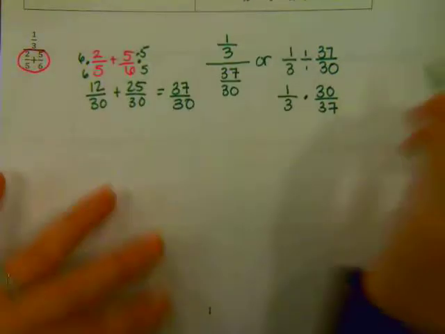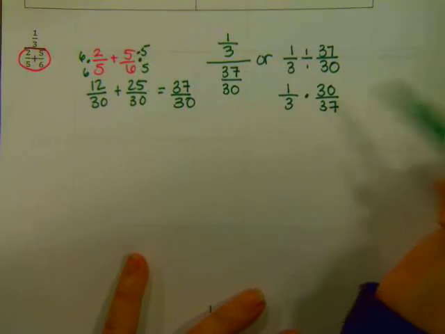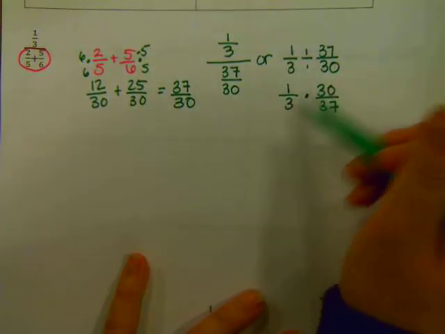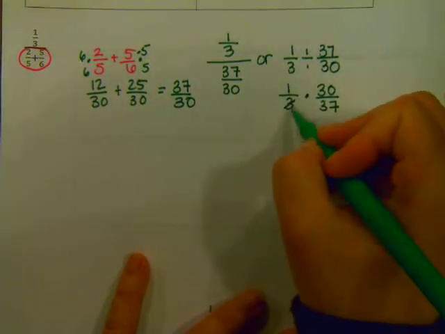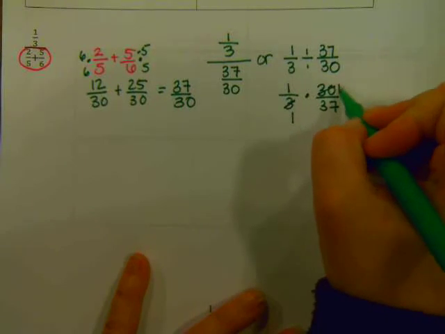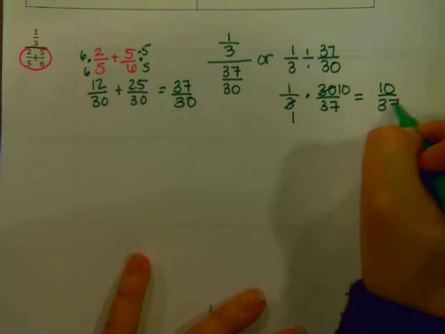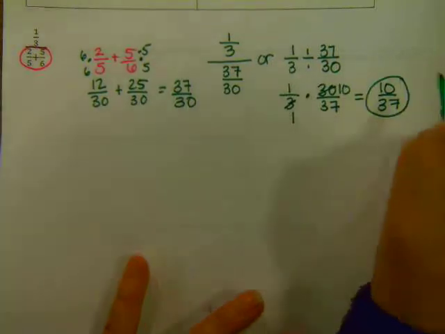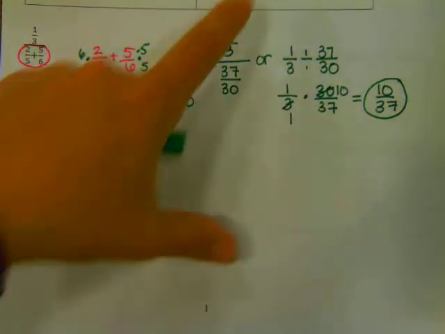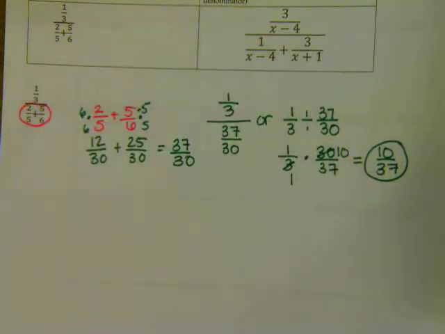Because without a calculator, 3 times 37 could be a pain, but remember, you could simplify diagonally. So I'm going to divide by 3 here and make 1, divide by 3 here and make 10. So when I multiply straight across, I get 10 over 37. And that is the process that we're going to be doing, but now in Algebra 2, we're going to be starting to do it with variables.